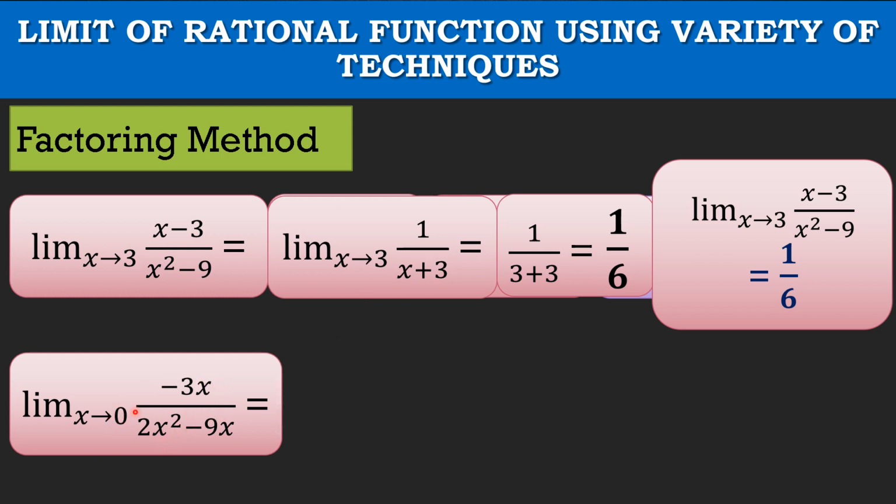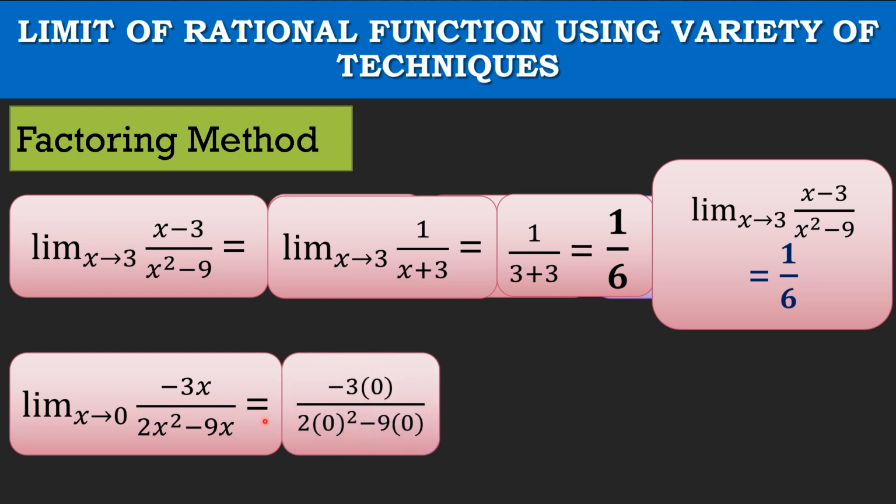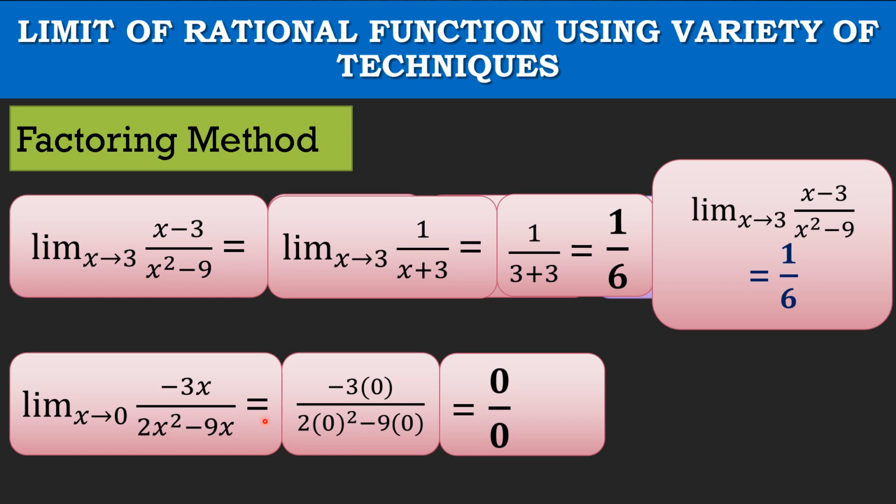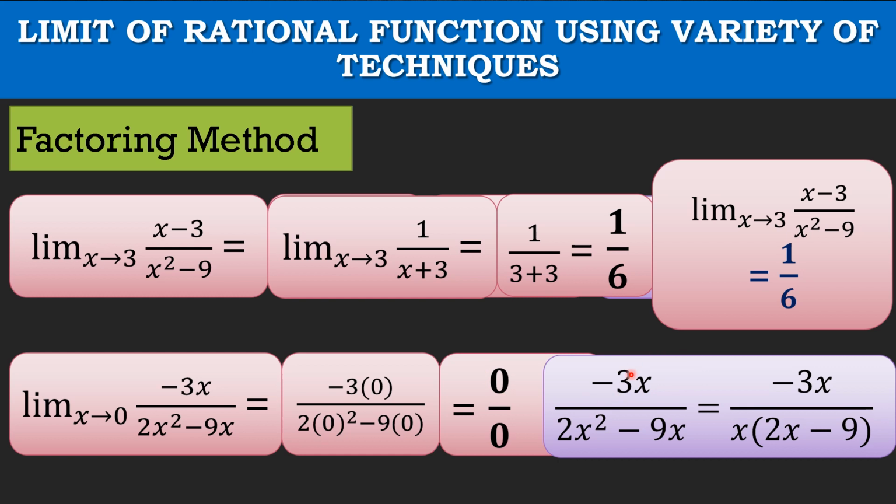Another example. So we need to find the limit of negative 3x over 2x squared minus 9x as x approaches 0. So again, gamitin muna natin yung direct substitution. Tingnan natin kung anong mangyayari sa limit. With direct substitution, we could get the quotient of 0 over 0, or that is indeterminate also. So gagamitin na natin yung factoring method. Okay? So this is our function again. Negative 3x over 2x squared minus 9x.